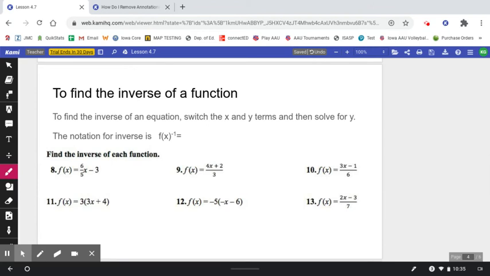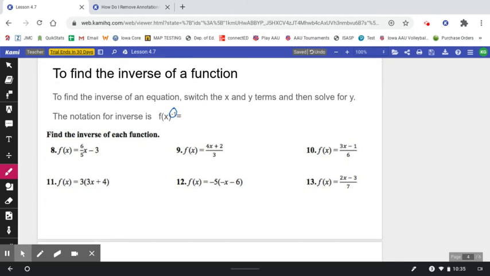If you're given the equation of a function and you need to find the inverse, what you're going to do is first switch the x and y terms and then solve for y. Then in order to tell the difference between the actual function and the inverse function, you use a little -1 up top of the f of x so that you know which one was the original and which one is the new function.